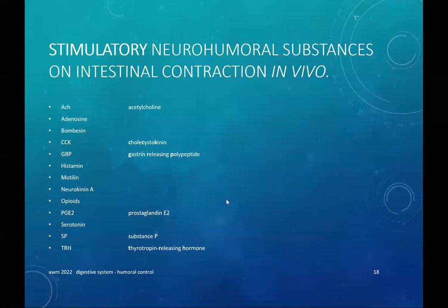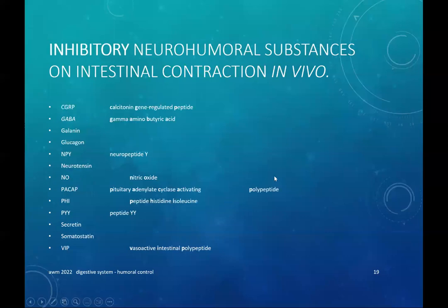And you can see that some of them are substances that you've come across in other parts of the body. But this list gives you the ones that are purely stimulatory when it comes to intestinal contraction, including histamine, motilin, opioids, serotonin, acetylcholine, okay? And you can look at the list. Then similarly, we've got another list of those that are inhibitory in nature. For example, you've got your calcitonin gene related peptide, you've got your GABA, glucagon, nitric oxide. So the whole list: secretin, somatostatin, VIP.